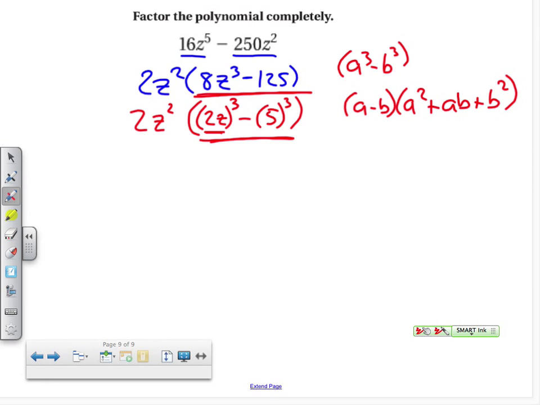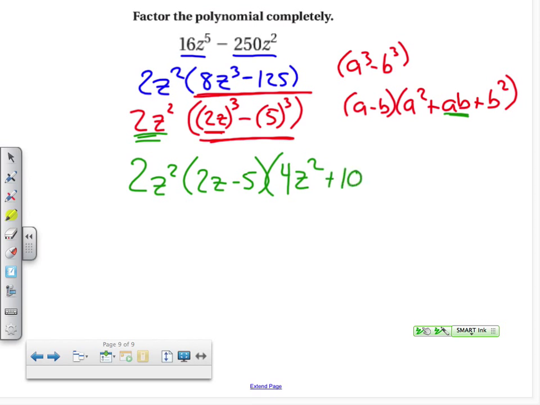So as we complete this factoring, we're going to carry along the 2z squared. All right, this is a difference of cubes where a is 2z, so a minus b will be 2z minus 5. And then a squared, 2 squared is 4z squared. A times b, that's 5 times 2 is 10z. And then b squared is 25. So here's our factored form.